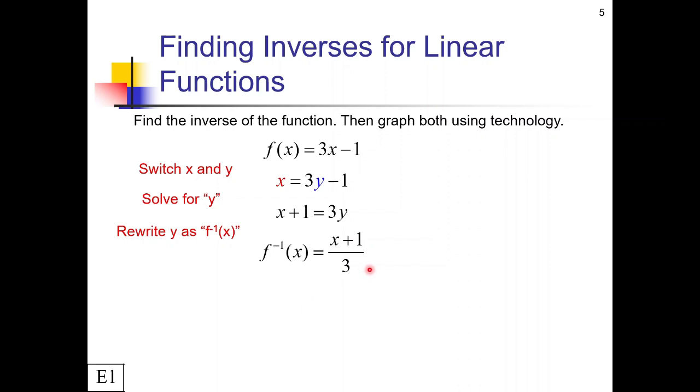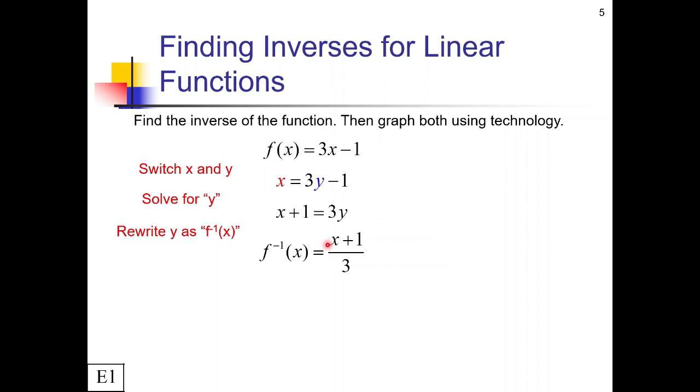Now, one thing you can do to see if you actually have the inverse, before we do anything else, is to check by plugging a number into the original function, getting an output, and then plugging the output into the inverse to see if you get the input back. So if we take an easy thing like, let's plug in 2, 3 times 2 minus 1 would be 5.